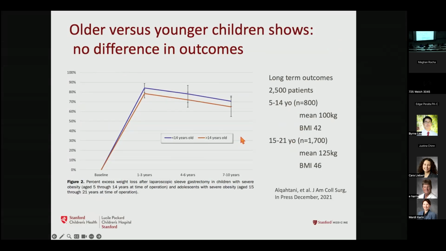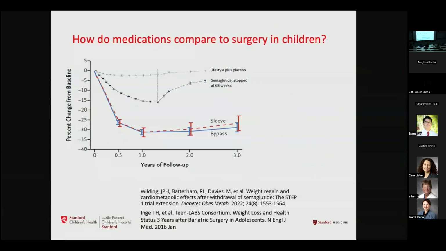So how do medications compare to surgery? The medications work. They're about half as effective. And if you stop them, you regain the weight. One of the nice things about surgery is that you can't take it away. So if you lose your insurance, if you're transitioning like most kids do, away from their parents' insurance to their own insurance, they're not going to lose their access to what's treating their obesity. Whereas with a GLP-1, they might.